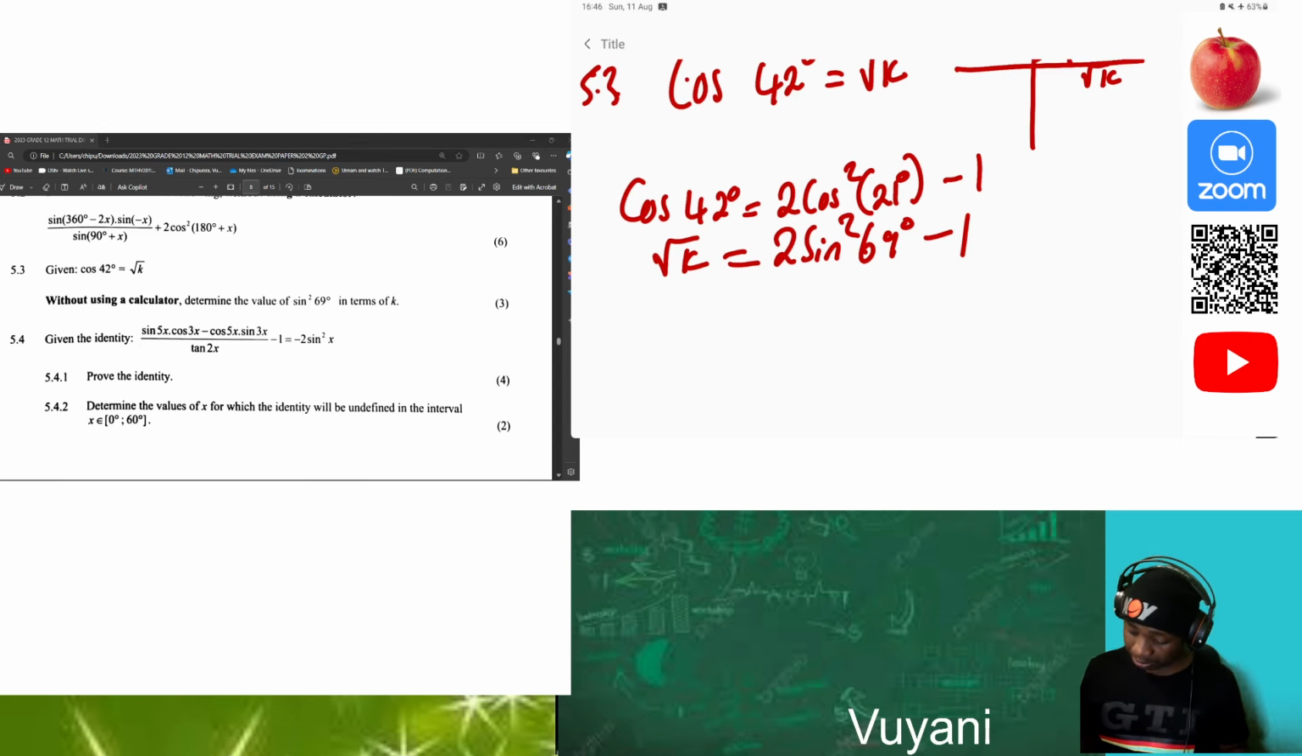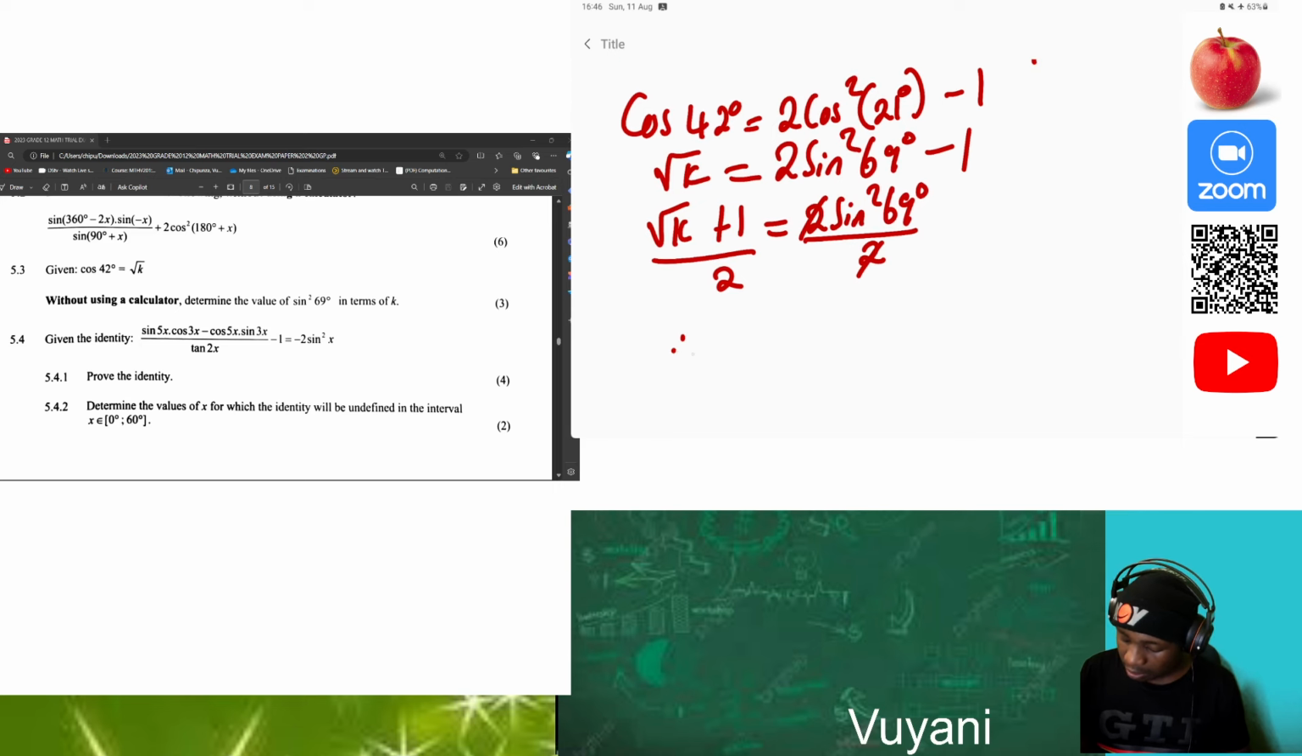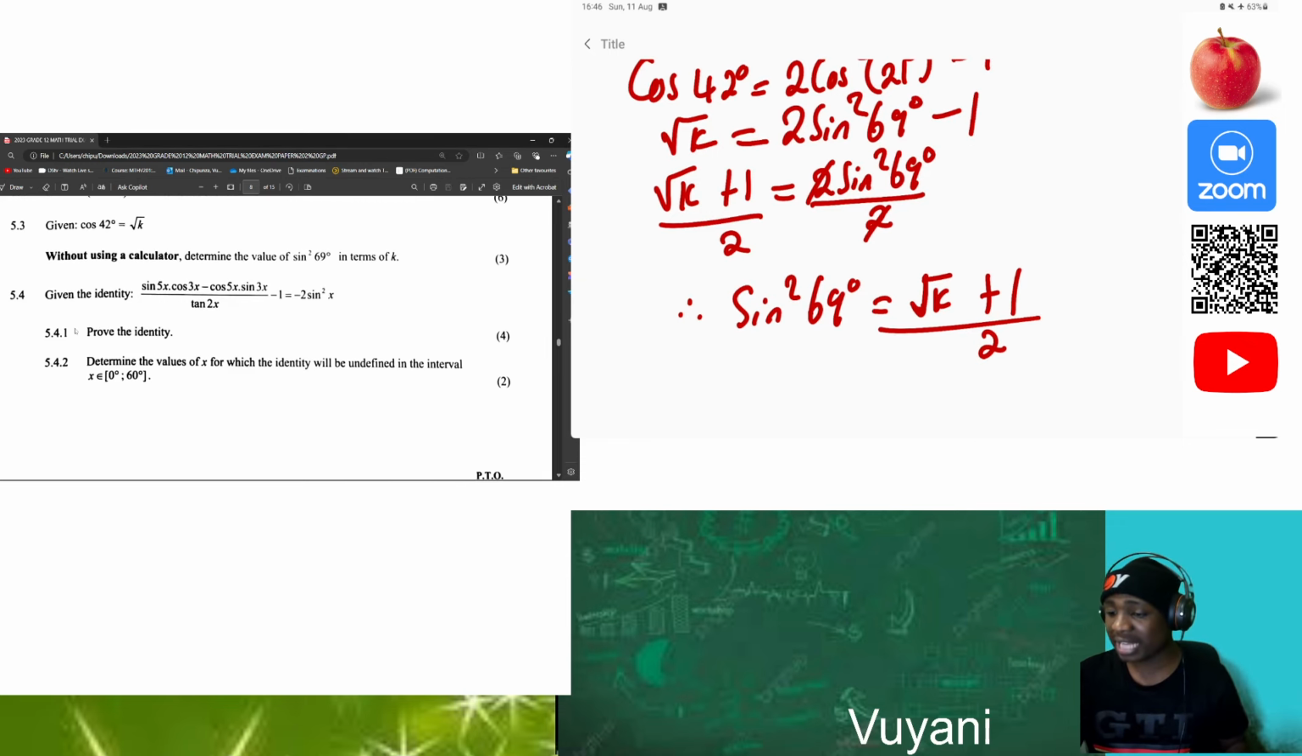Then root k plus 1 is equal to 2 sine squared of 69. The question wanted us to solve for sine squared of 69, so we divide both sides by 2. Therefore, we can conclude that sine squared of 69 degrees is equal to root k plus 1, all over 2. That'll be our answer. I enjoy doing maths. Please practice so that you can enjoy it as I am enjoying it.